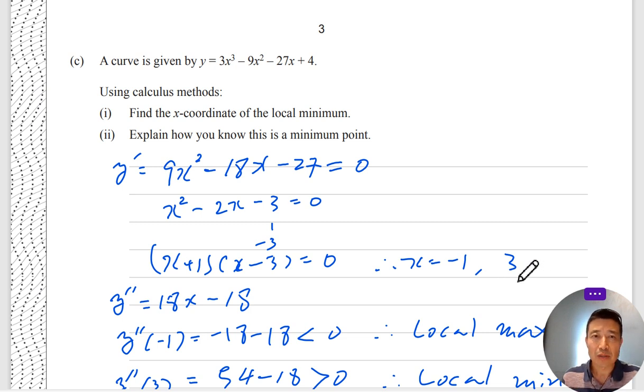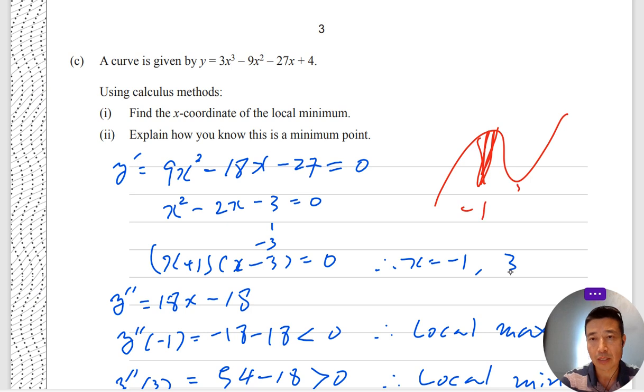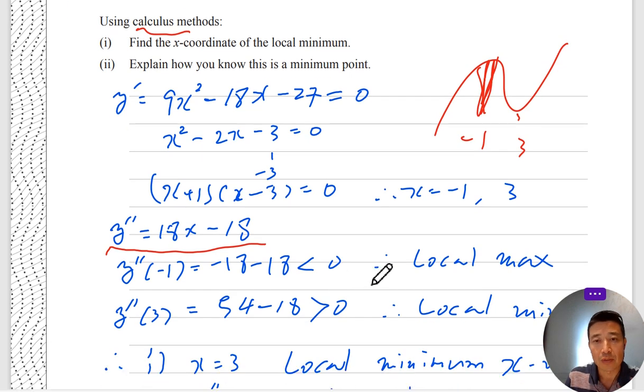If we use algebra to find which one is minimum and maximum, it's actually easy because this is a positive cubic graph, so it would look like this. So the first one here is negative 1. The second one is 3, right? However, it says use calculus. So you've got to differentiate again, right? Second derivative. And then you have to test whether it's a local maximum or minimum.